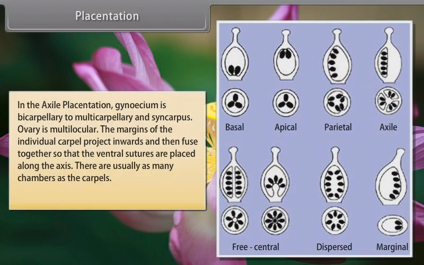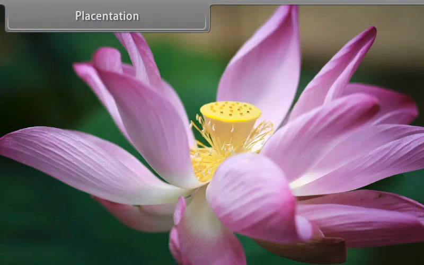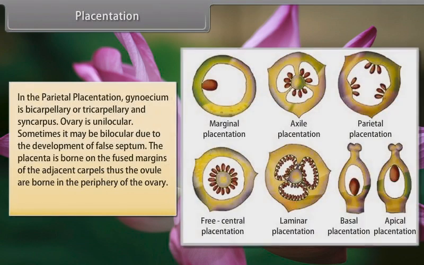In the axial placentation, gynoecium is bicarpellary to multicarpellary and syncarpous. Ovary is multilocular. The margins of the individual carpel project inwards and then fuse together so that the ventral sutures are placed along the axis. There are usually as many chambers as the carpels. Example: Malvaceae.